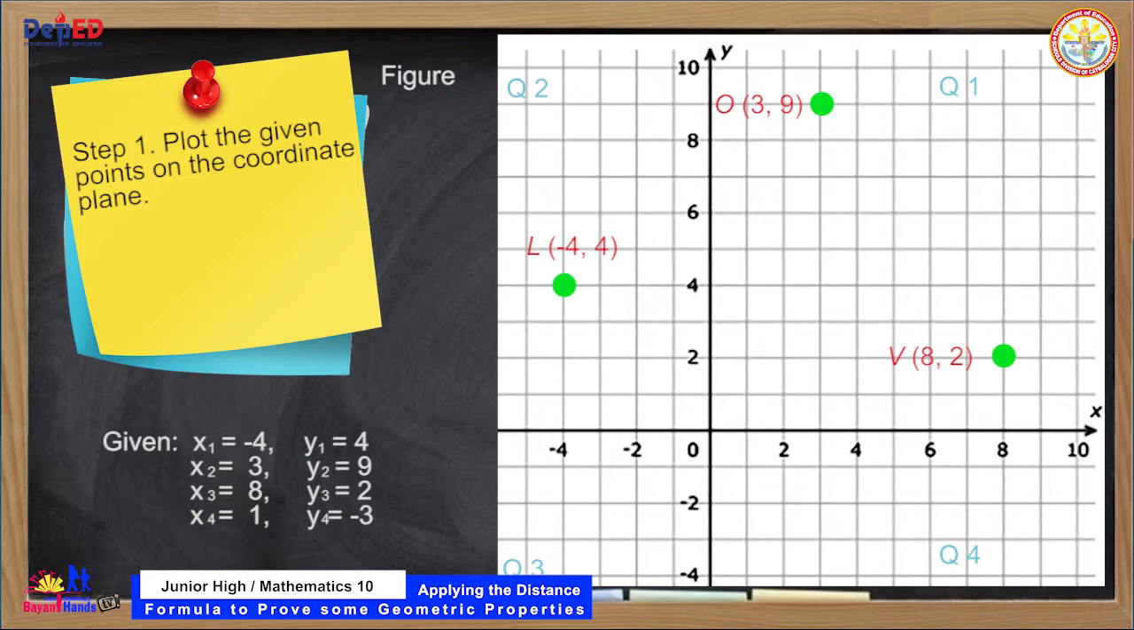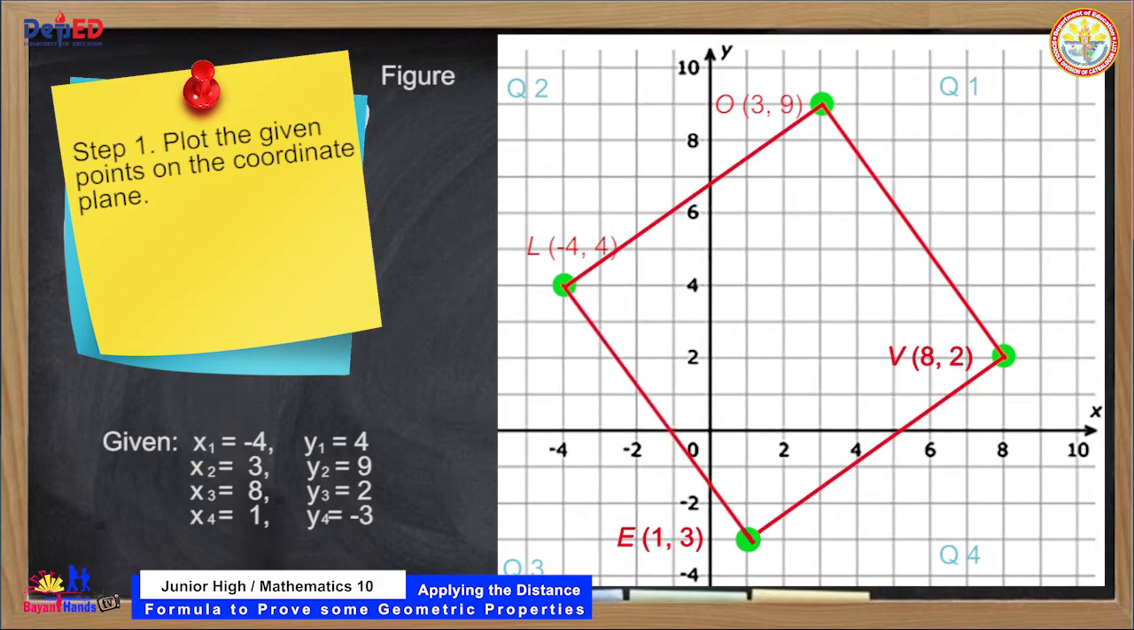So point V is in quadrant 1. Last point has a coordinate of 1 and -3. So point E is in quadrant 4. These are our points. Now, connect the points to form a figure. We connect points L to O, points O to V, points V to E, and point E to L.